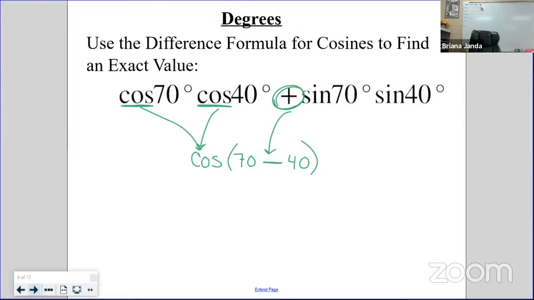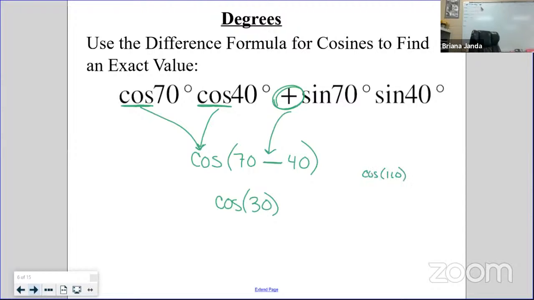We're working backwards, okay? So when I subtract those, here's an indication that I did this correctly. 70 minus 40 is 30. Yes? Okay. Had I accidentally said 70 plus 40, what's 70 plus 40? 110.